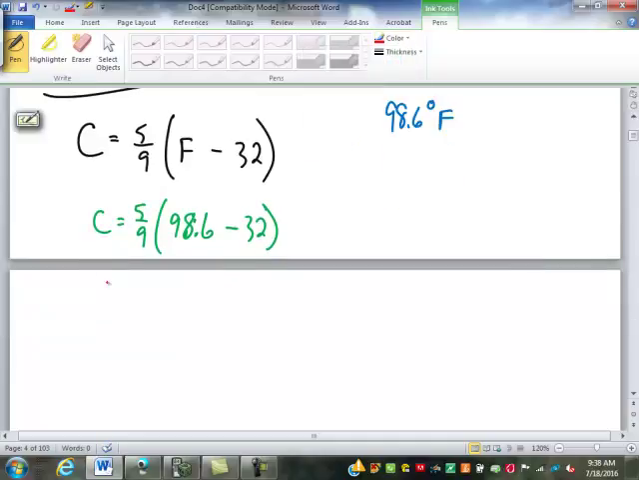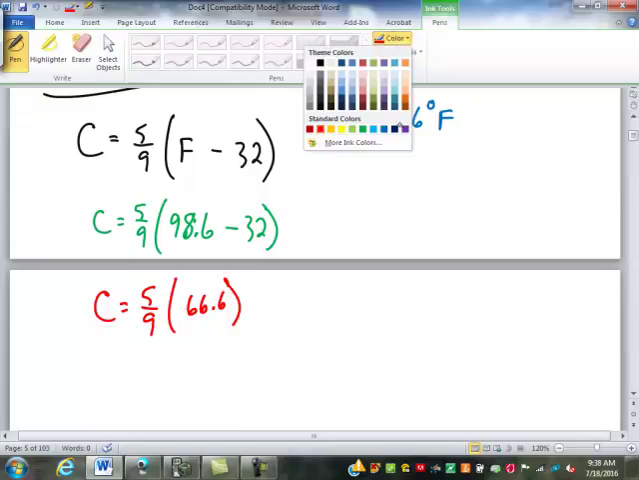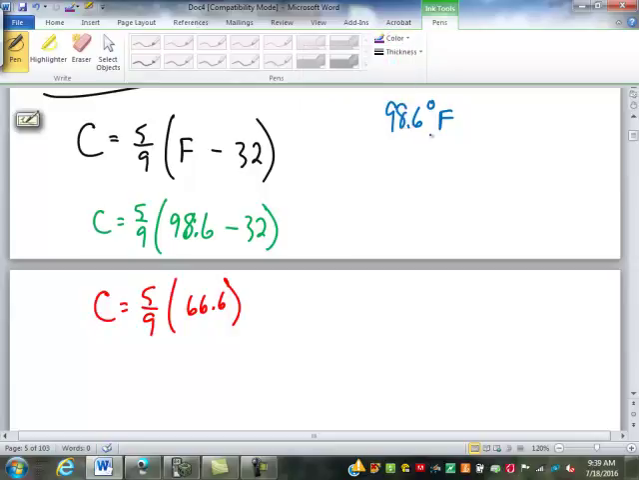What's the first thing I have to do here? In the parentheses, you got it. So I have to do the 98.6 minus 32, which is 66.6. Then what? Now the parentheses are reduced to a single number, so I can do the 5/9 times 66.6. Again, I could treat that as 5 divided by 9 and then times 66.6. Comes out to be 37 degrees. So human body temperature is 37 degrees Celsius.